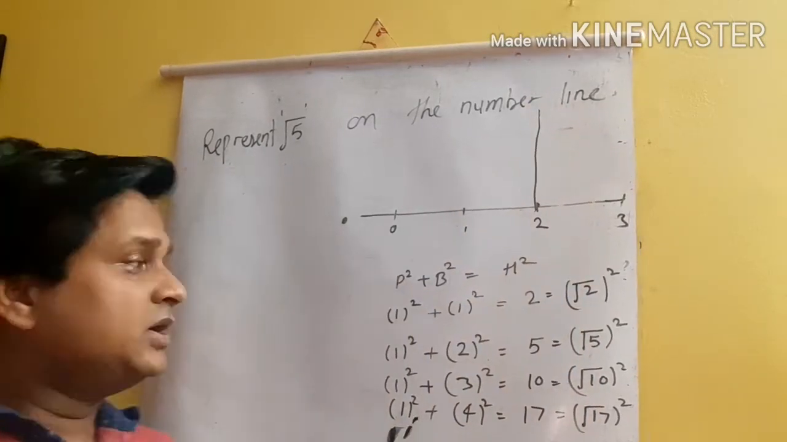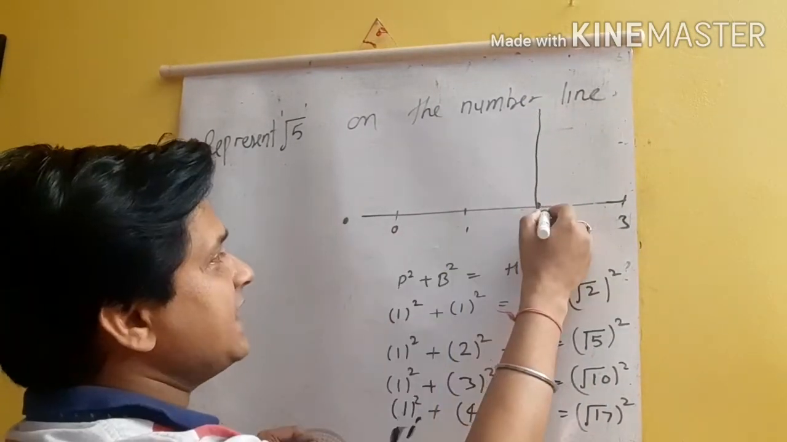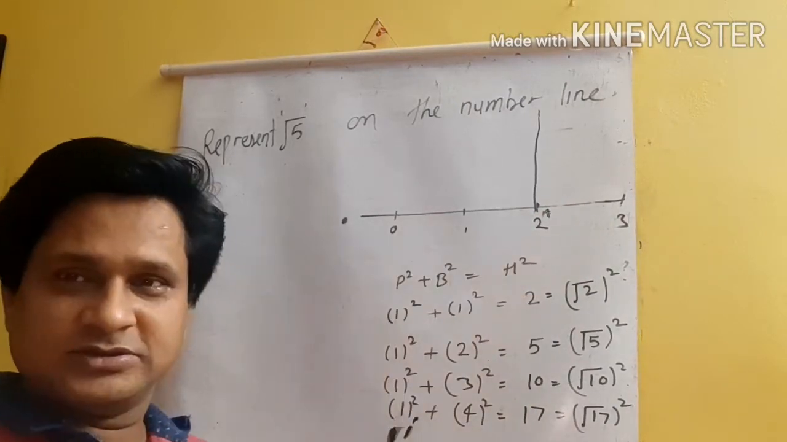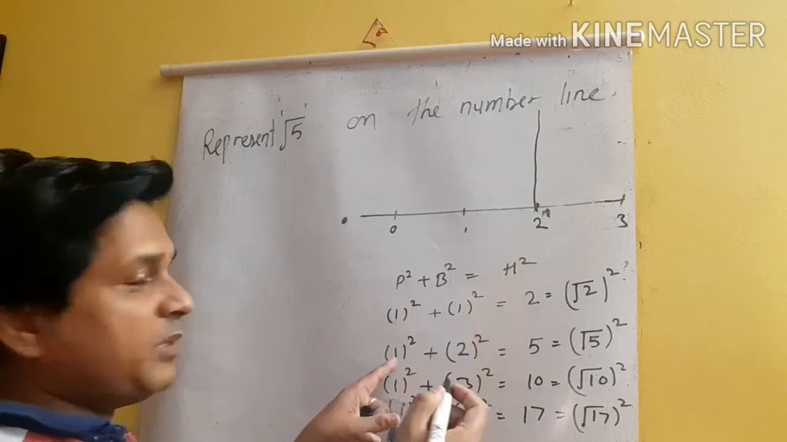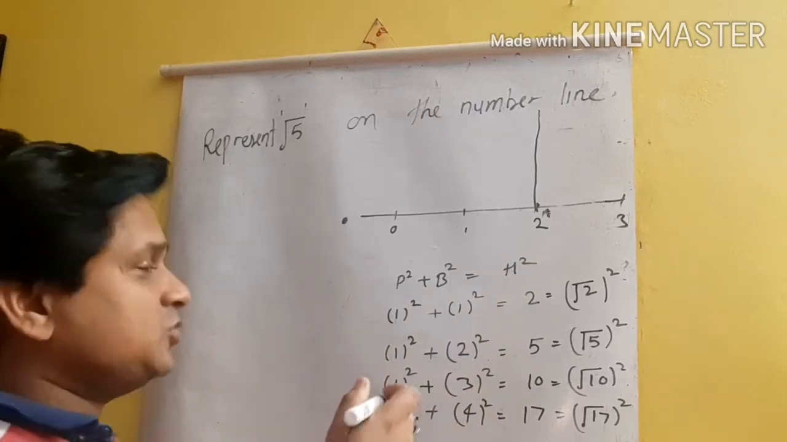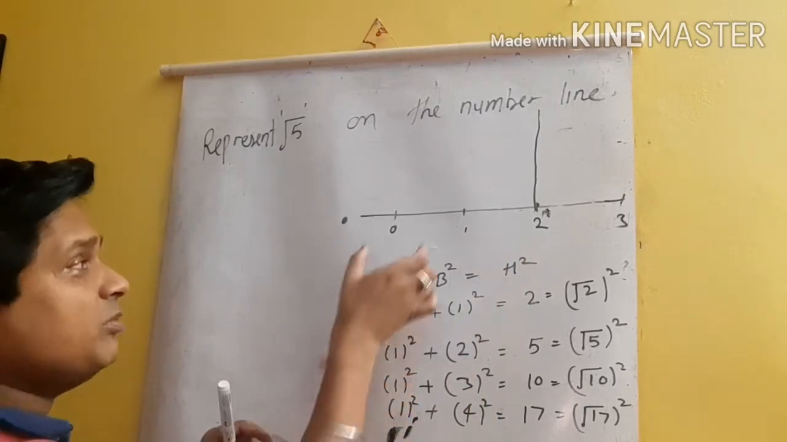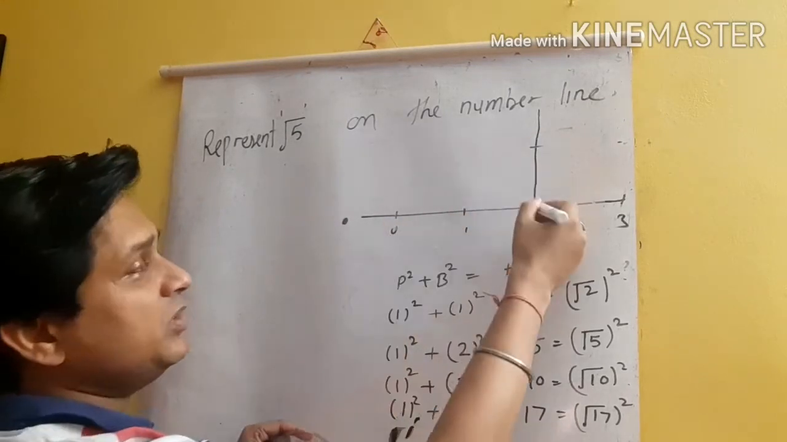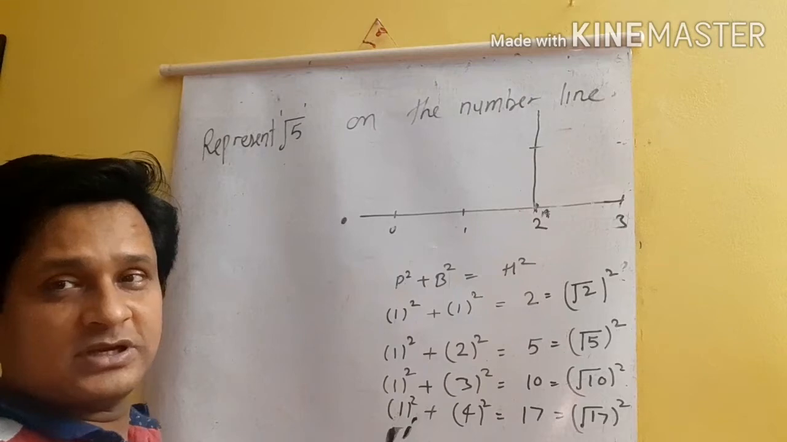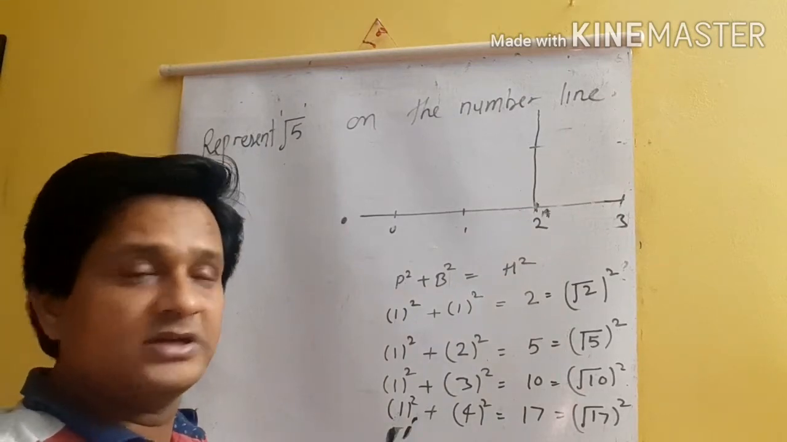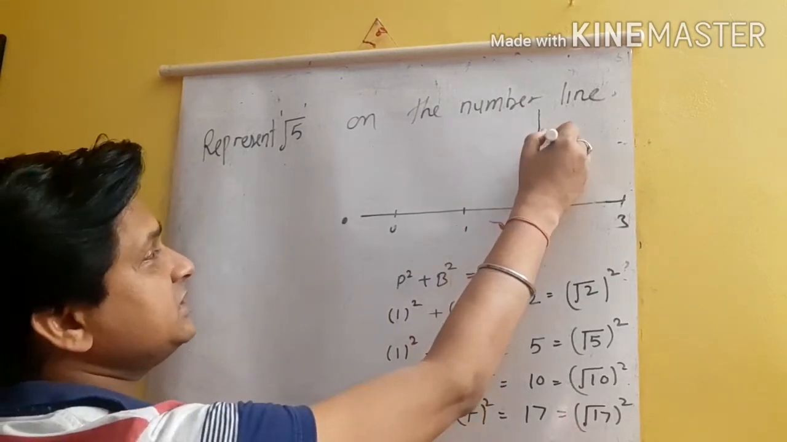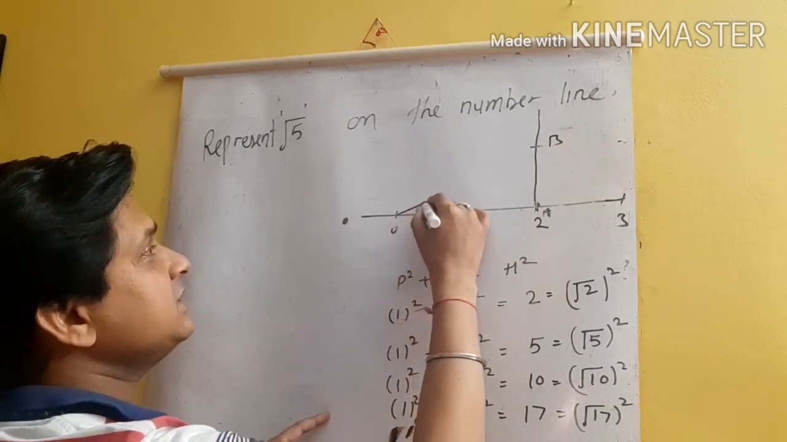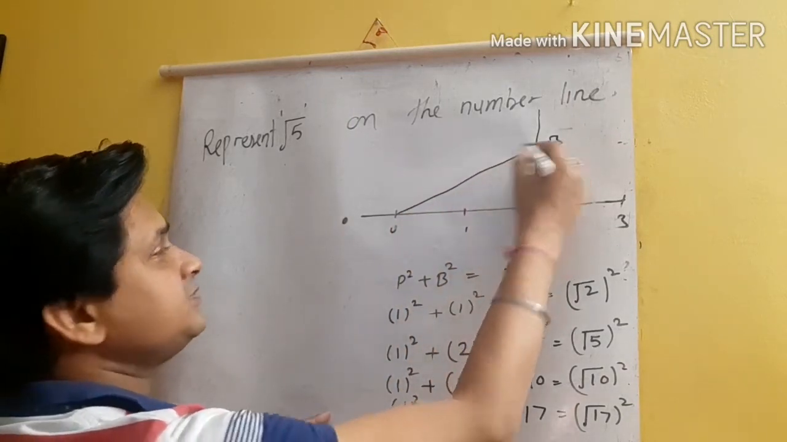Now what you have to do? Now base is 2. Take it as A. This OA is 2 unit. Now you have to take perpendicular as 1 unit. So 1 unit distance is how much? This is 1 unit only. You will not take this, you will take this only. You will mark an arc using your compass. That must be of 1 unit. Now suppose this is B. Now you will join this initial point with this B.